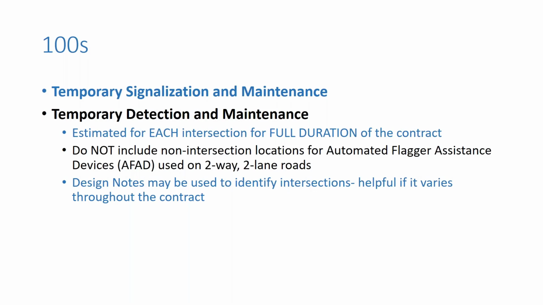We do recommend that the design notes column be used to identify the intersection, especially helpful if it varies throughout the contract, that you only need the first 2 intersections for phase 1, the next 2 intersections for phase 2, etc., for operations that move along a corridor.